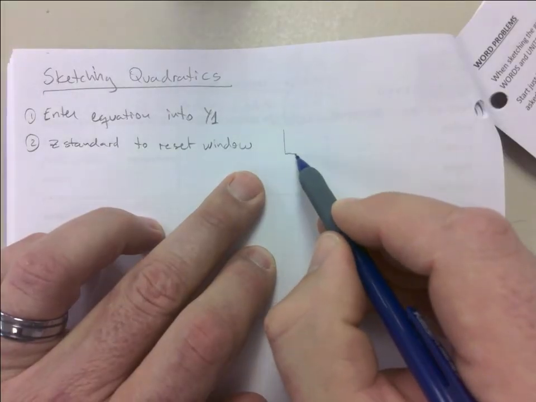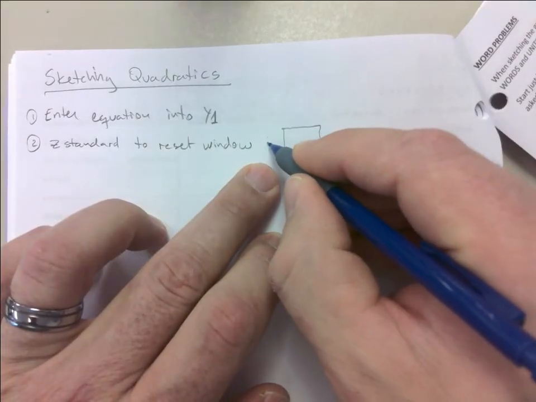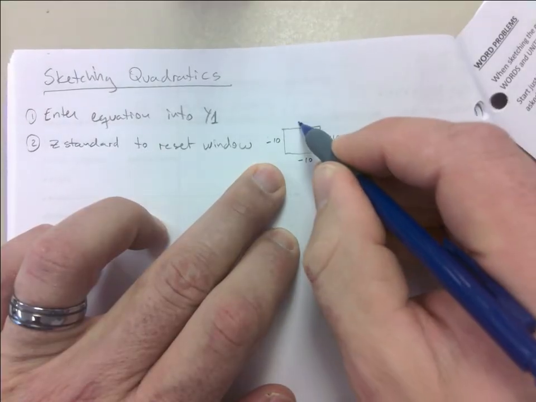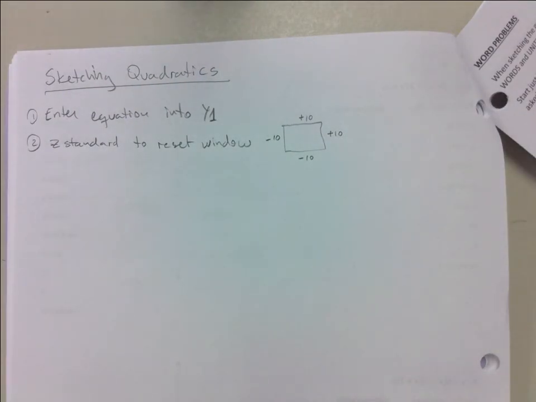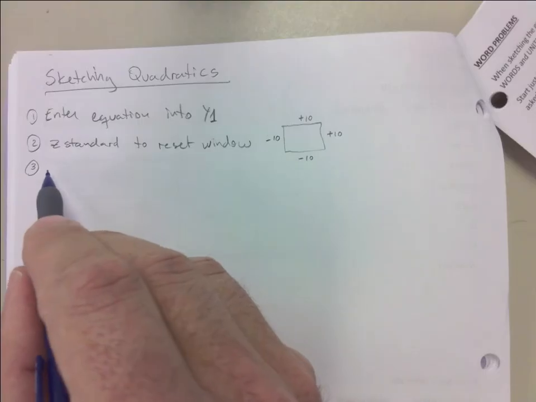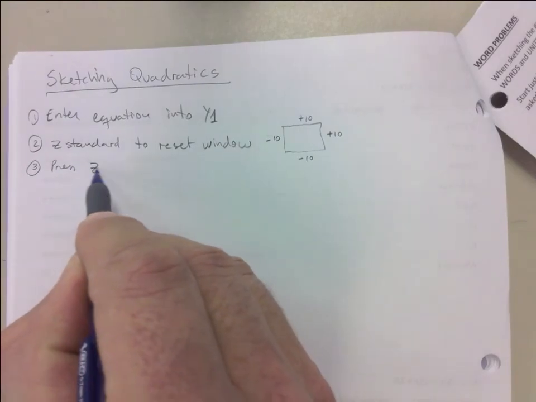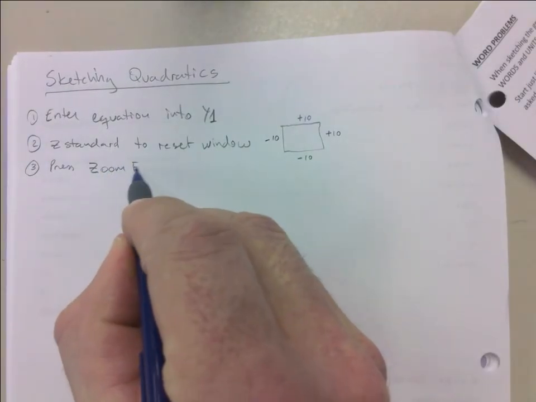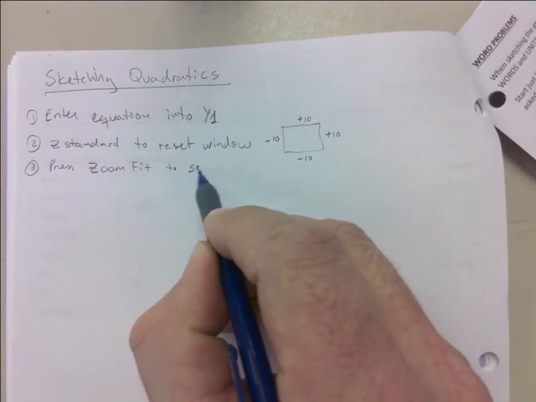Okay, so just to give you a quick idea, this would be -10, this would be +10, and it goes down to -10 on the y's and +10 at the top. So that's what a zoom standard does. The third one would be press zoom fit, to see graph.